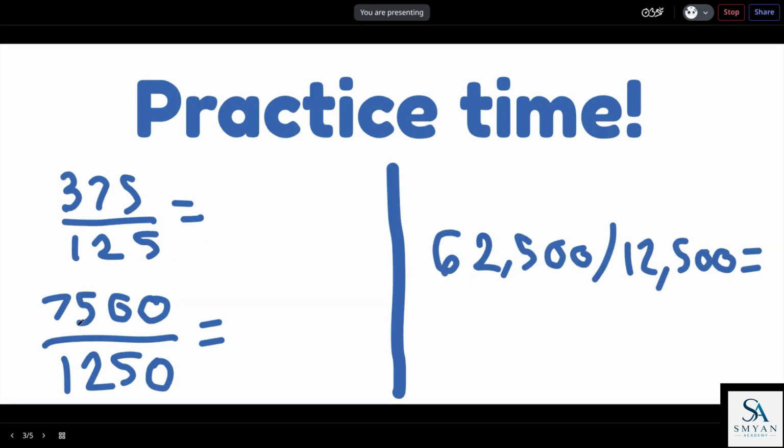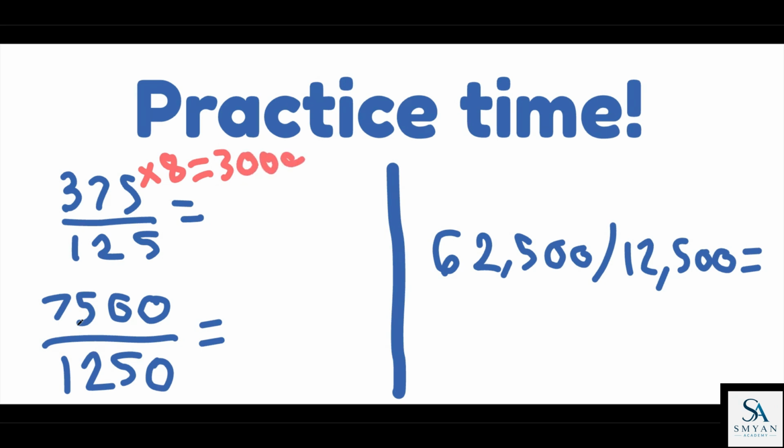So pause the video and try these by yourself. Alright, let's tackle this one. 375 divided by 125. We're multiplying this by 8, which will give us 3,000. And then since it's 125, we divide by 1,000, which is also known as getting rid of 3 zeros. And since it's 125, we don't have to shift it anymore because it has no zeros next to it. So that means we just write the answer, which is 3.